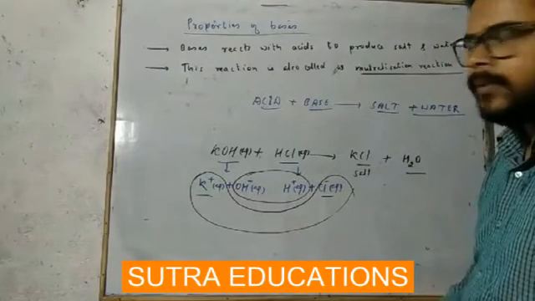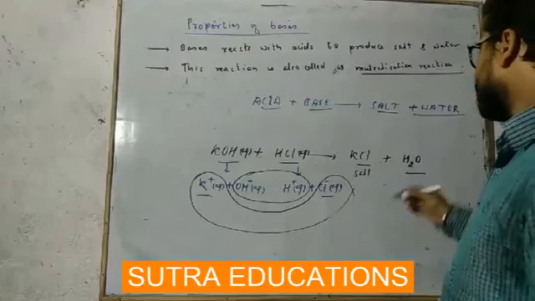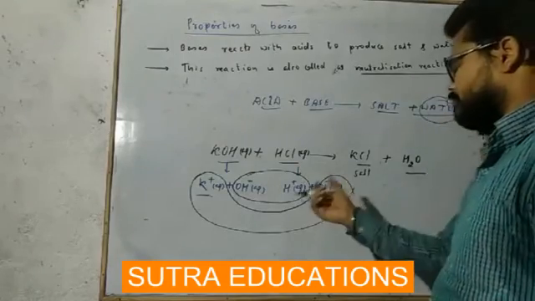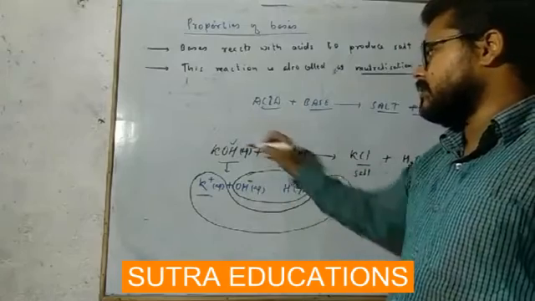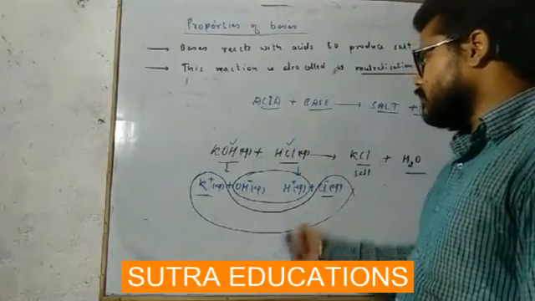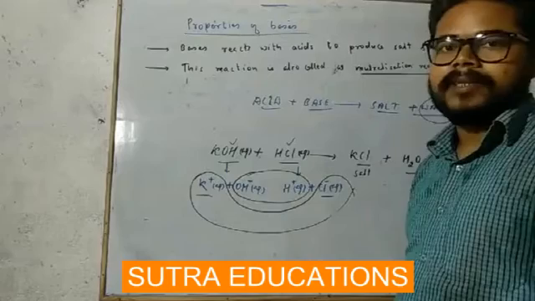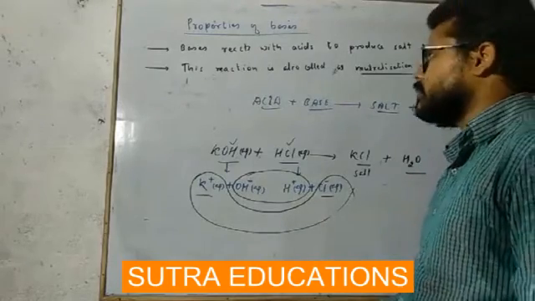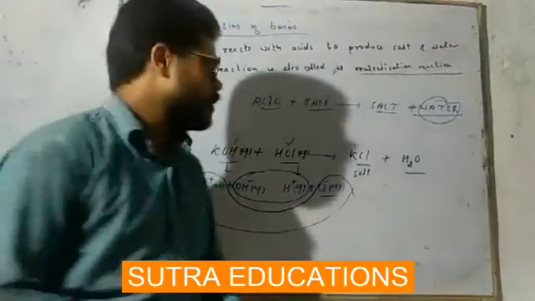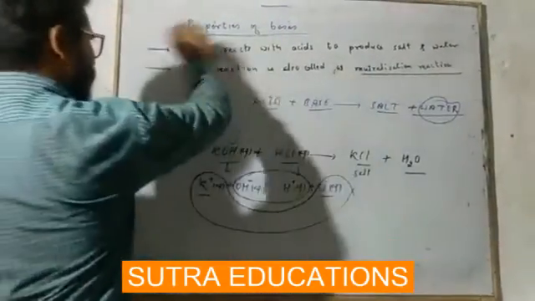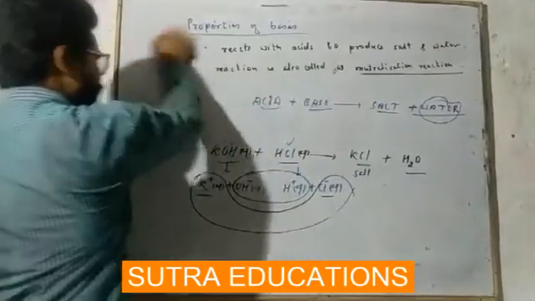Getting this? So this is the reason that water is liberated or formed during the reaction of acid and base. This is, we can say, also an example of a double displacement reaction. We have discussed these things. Now come to the next property.